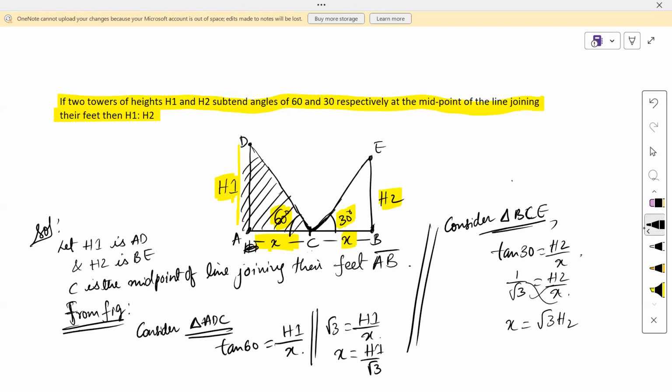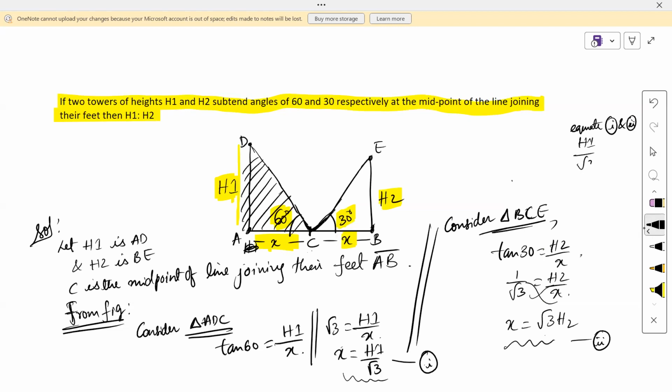Take this one as 1 and this one as 2. Actually, statements 1 and 2 are equal because x is equal to this one and x is equal to this one, right? Equate 1 and 2.